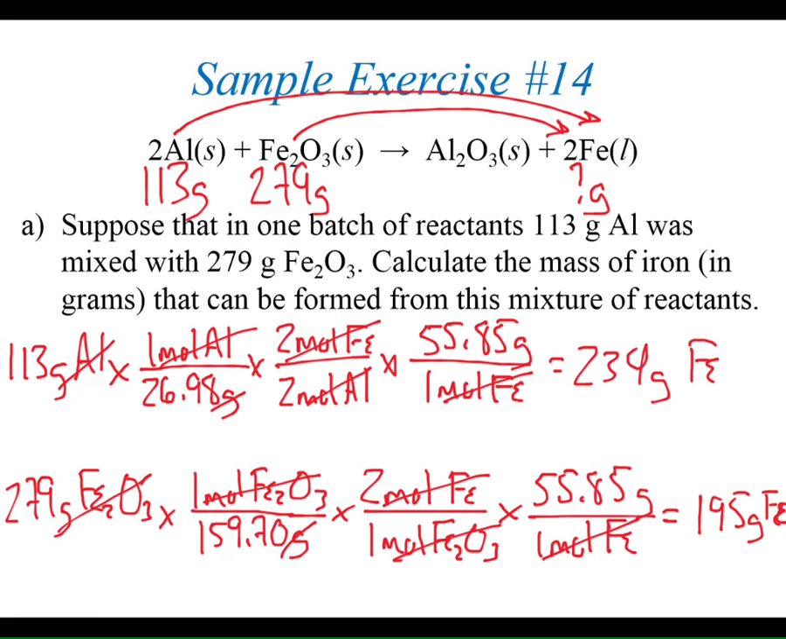Okay, so we got 2 possible winners. If I mix those, how much iron would I actually make? I would pick the smaller, right? So that means, which of the reactants was the limiting reactant? The one that limited me to making it. So yes, this right here was my limiting reactant. I'll put LR. So Fe2O3 was the one that limited me to making the smaller amount. Which reactant was there more than enough of? Which one was the excess reactant? Aluminum was the excess reactant, right?